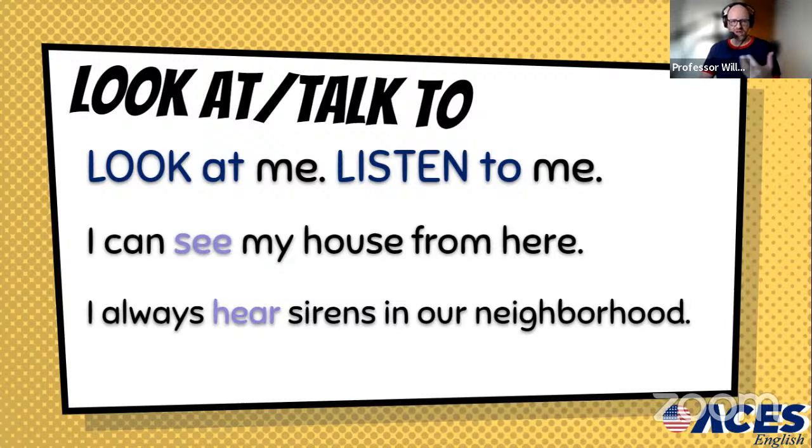So it's like Portuguese where we have olhar, olhe para mim, or escuta para mim, would be the closest thing that we have. In Portuguese we don't usually have to use a preposition with escuta, me escuta. We can just say that, but in English we have that preposition. And then with see and hear, we don't need a preposition. So I can see my house from here. Eu consigo ver a minha casa daqui.